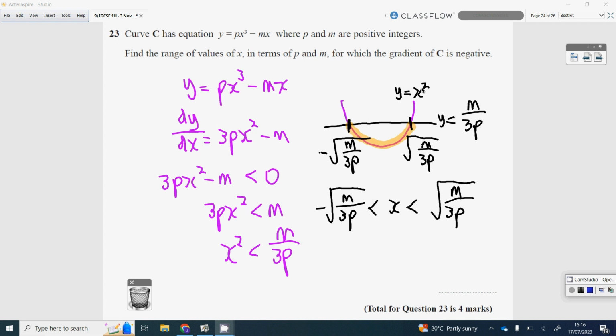So I'm just going to do a little sketch to help me gather my thoughts, okay? So here's my curve y equals x squared. Here's my straight line y equaling m over 3p. And my two solutions are minus root m over 3p and root m over 3p. And I want the set of values where the curve is under the line. The curve is under the line, this set of values here. So this is where x is less than root m over 3p, but greater than minus root m over 3p.